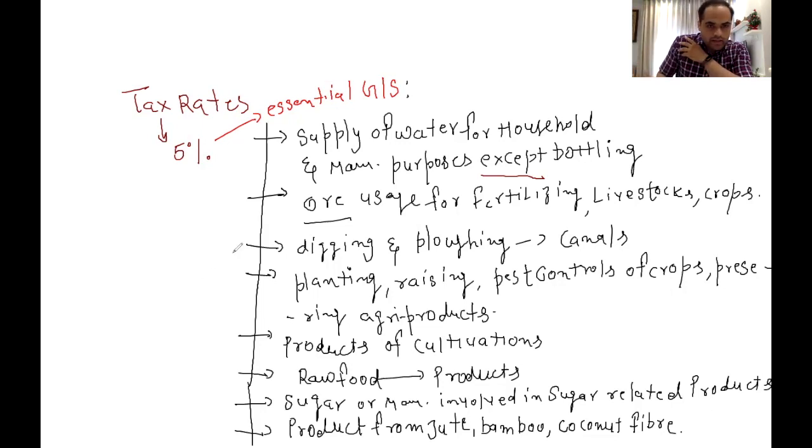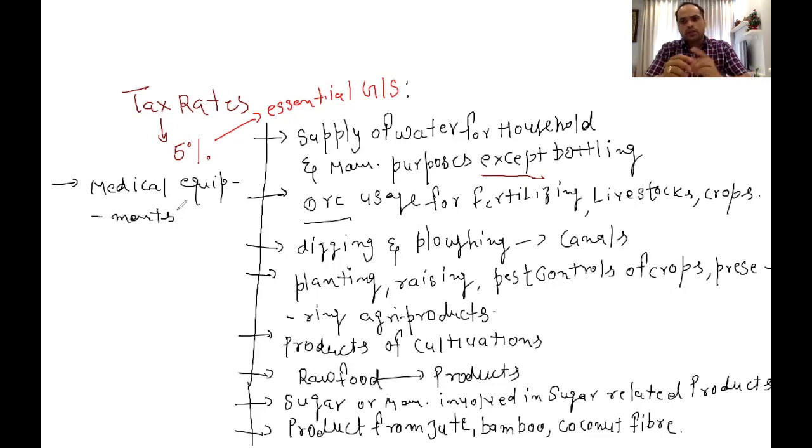Next one, so I'm writing here, is medical equipment. Any things that belong to medical equipment, we will pay 5% tax. It could be a mask, a bandage, ventilators, or any other equipment. Anything involved, right?